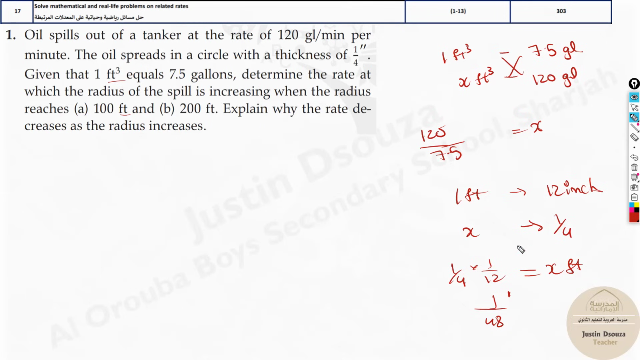These are the conversions. You need to know this every time. From gallons to feet cube, just divide the value given by 7.5 and you'll get the answer. For inches to feet, whatever you get, divide by 12 and you will get the answer. So this is one way to remember. Now I'll clear that out.